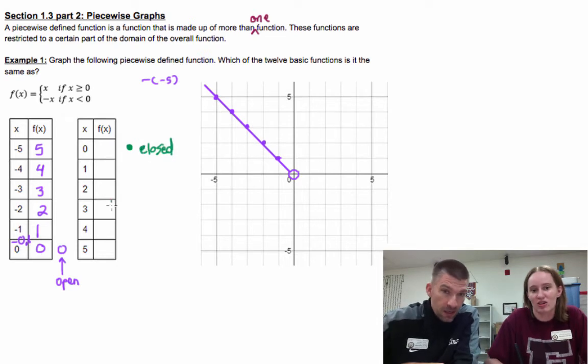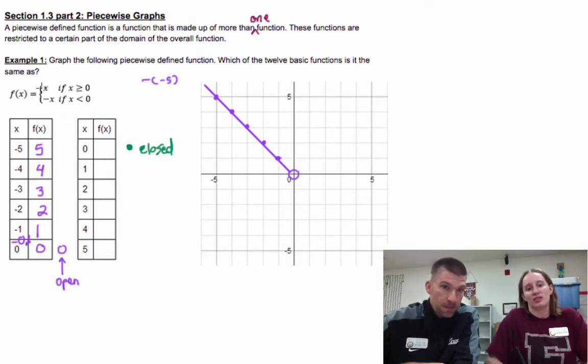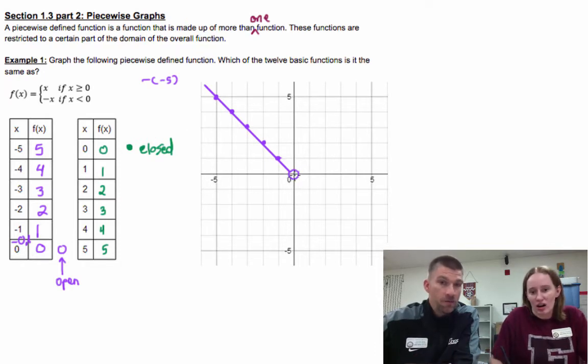Okay, so plug in 0 to x and you get 0. Plug in 1, you get 1. 2, you get 2. 3, you get 3. 4, you get 4. 5, you get 5. So I like all of that so far. Now 0, 0 before was open, we're going to fill it in.